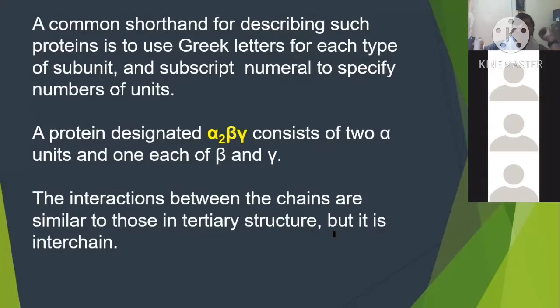Now we have a common shorthand form to represent this, where the subunits are referred to as alpha, beta, gamma. The Greek letters are used, where alpha 2 refers to a quaternary structure of a protein where it has two alpha chains, or one single beta chain or one gamma chain. So what does the quaternary structure alpha 2 beta gamma mean? It has four polypeptide chains or four subunits, in which alpha 2 means two alpha, and then one single beta and one gamma chain. That is how it is.